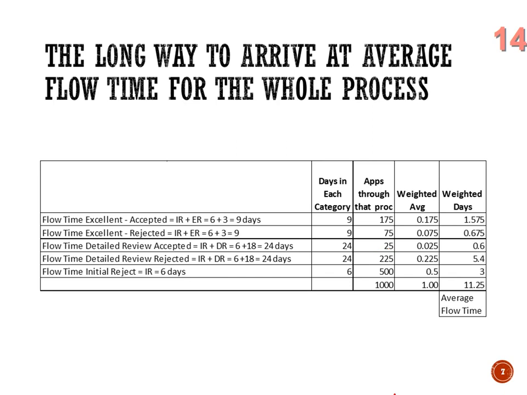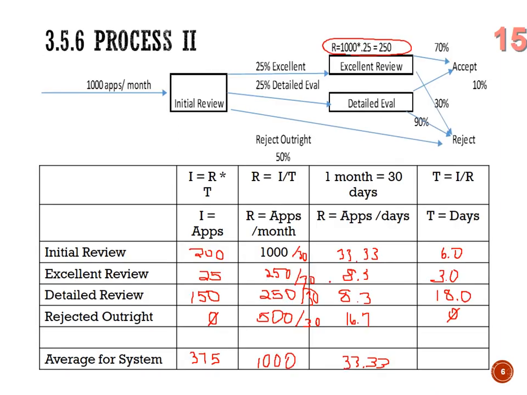What you'll notice is all we're doing here with this throughput is we have a total of 250 that are going through the excellent process, right? And all we're doing here is saying we're breaking that into the accepted portion and the rejected portion. And we're doing the same thing with the detailed, right? We still have 250 going through, but we've just broken it into the accepted portion and the rejected portion, okay? And then the flow time for the initial reject is 6 days, and we have 500 of them going through that, right? So we can walk through that weighted average approach and come up with, okay, well, it's 11.25 as the average flow time, okay?